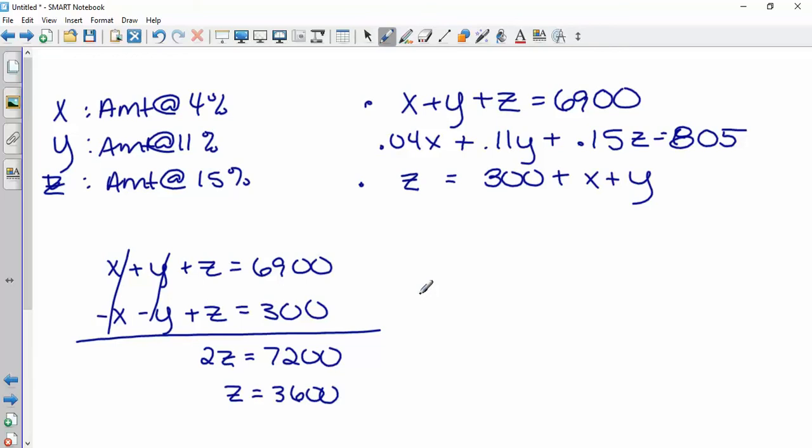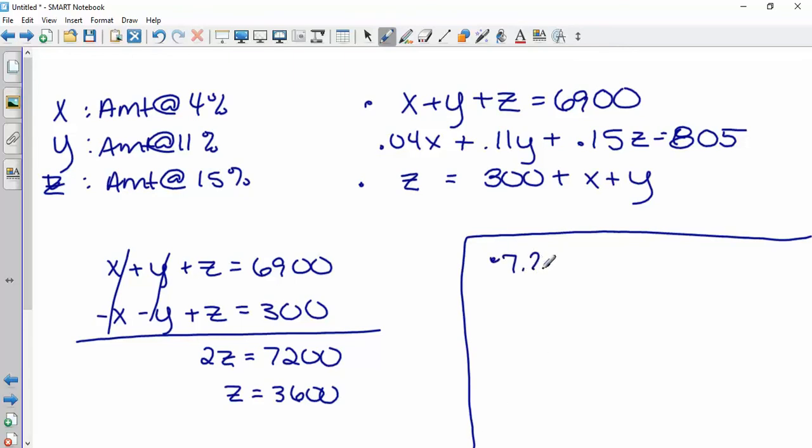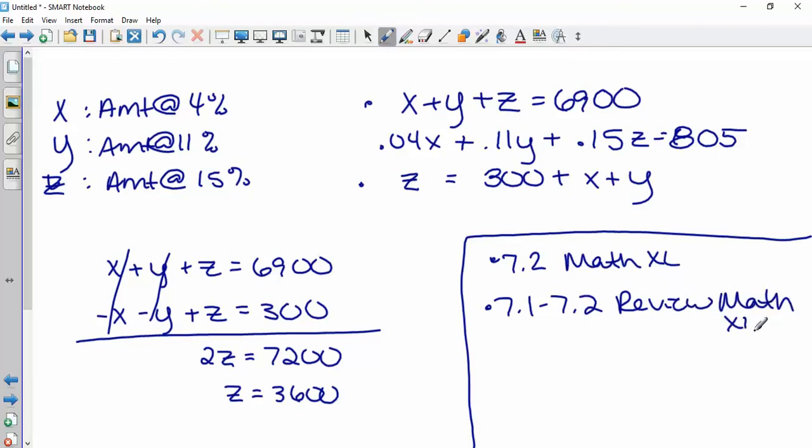Anything else? Okay. So we have a quiz tomorrow. Today I left for just review day. If you are not done, you need to finish your 7.2 Math Excel. Then there is a 7.1 to 7.2 review Math Excel. There are no word problems in that review. I already did the sample word problem, like what I would put on the quiz.